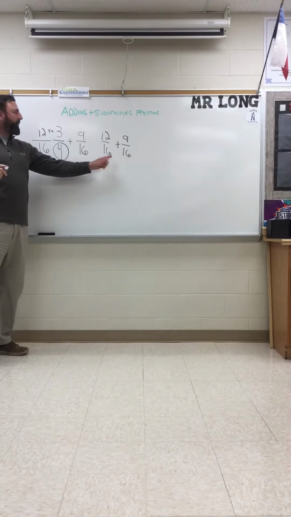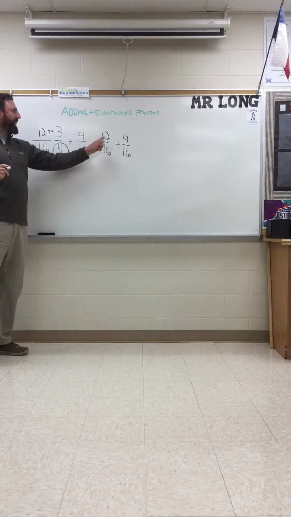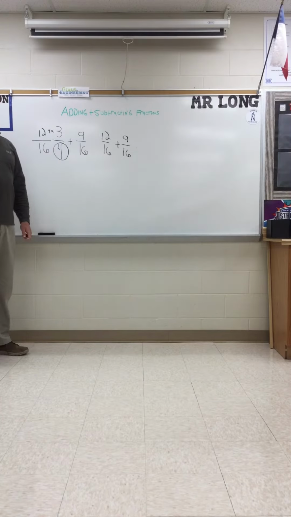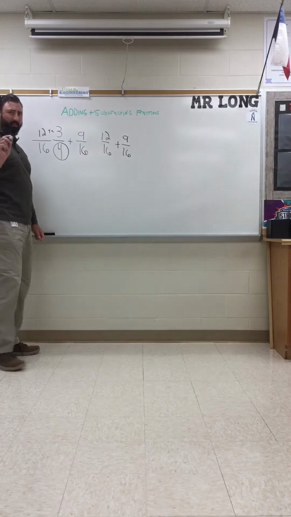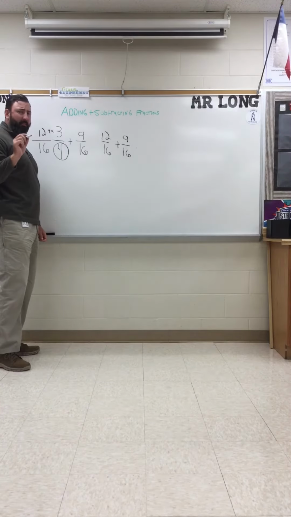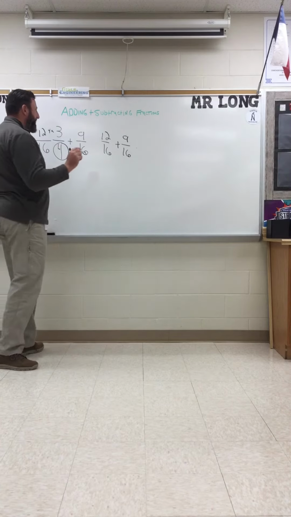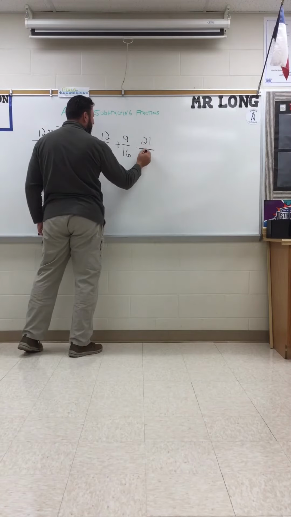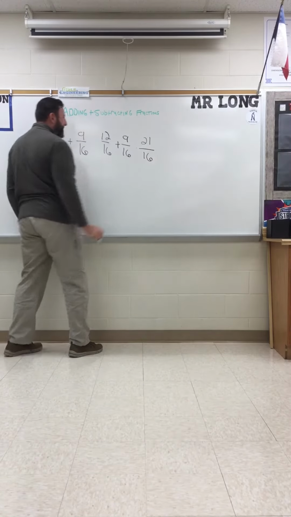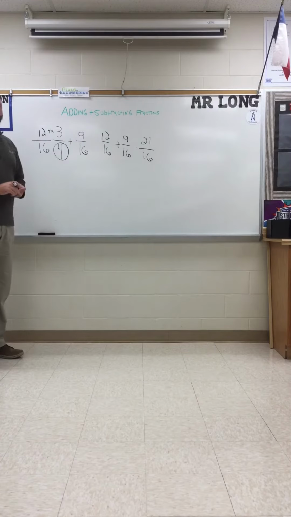Now, you do not add the denominators, you only add the numerators. So 12 plus 9 is what? What's 12 plus 9? Think about that. That's right, it's 21 over 16, okay? And so now we're looking at 21 over 16.